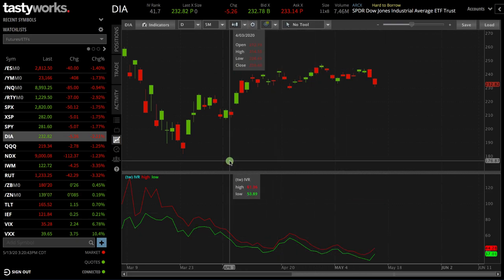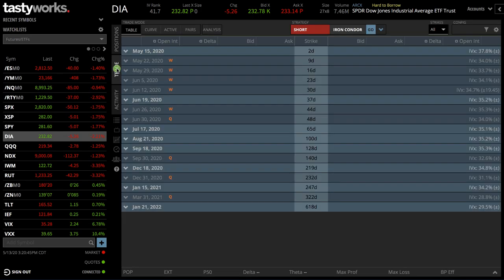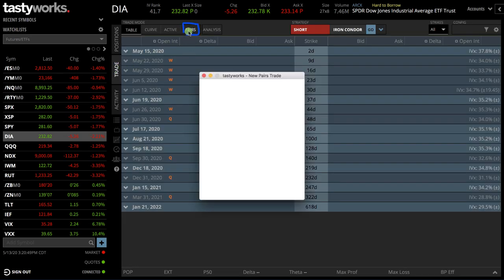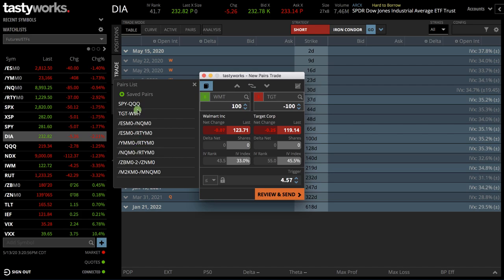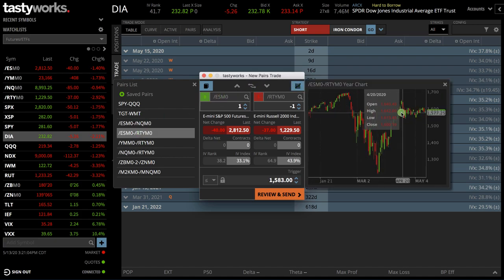And then secondly, the pairs trading. So you just go to the trade tab. You'll see there's a new tab here labeled pairs. Click on that. You can put in your symbols that you want to do a pairs trade on. You can create a saved pairs watch list so you can easily toggle between the different pairs that you want to trade. And you can pop out a chart that gives you the actual price of the spread.